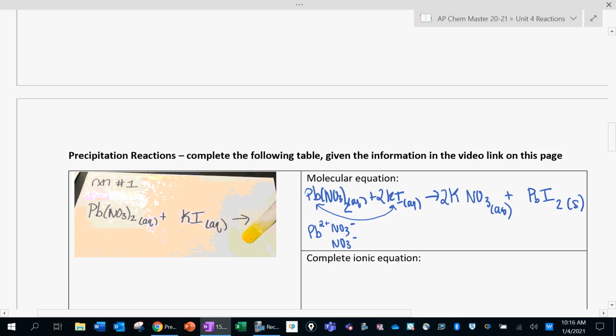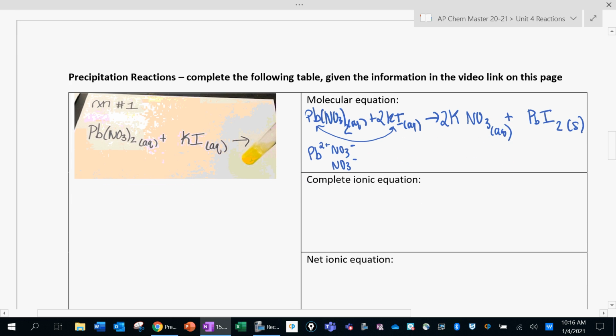That's my molecular equation. All right, now let's look at the complete ionic equation. So things that will ionize are aqueous ionic compounds and aqueous strong acids. Those are the only 2 things that will ionize. These are what we call electrolytes. All right, so anything that's aqueous and ionic, I'm going to ionize it.